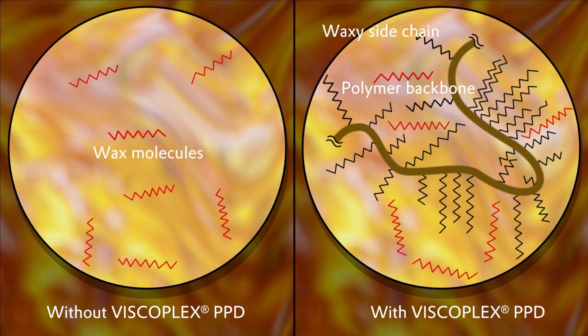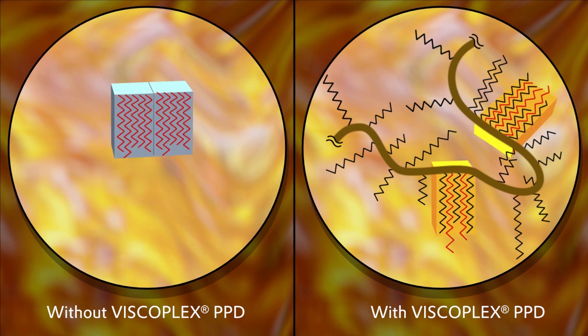As the temperature continues to drop in the view on the left, wax crystals are formed from the wax molecules in the untreated oil. In contrast, in the view on the right, wax molecules co-crystallize with the waxy branches on the polymer backbone in the treated oil. In this way, the wax crystals are kept apart from each other by the PPD backbone.